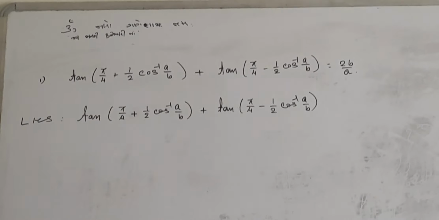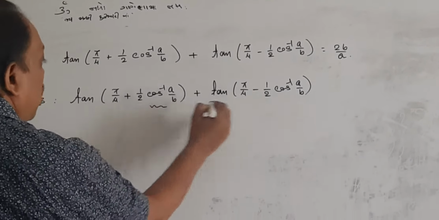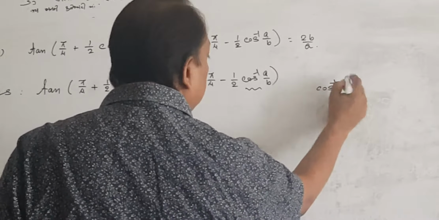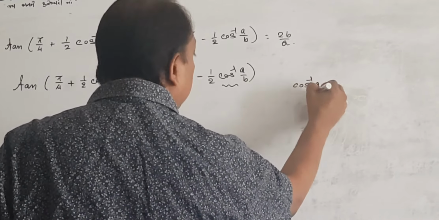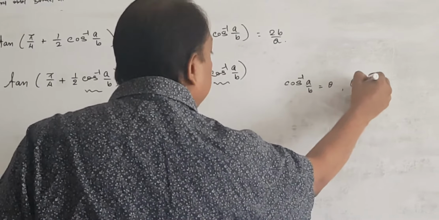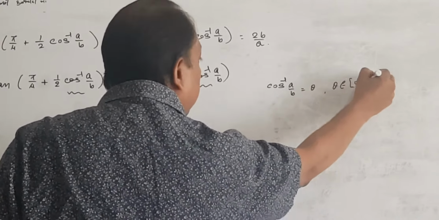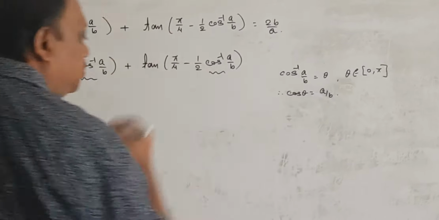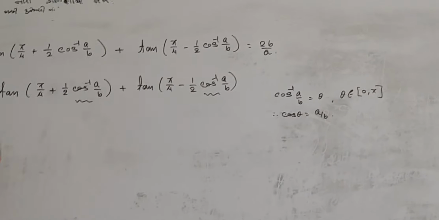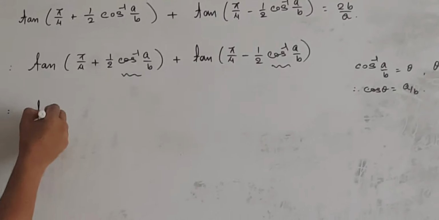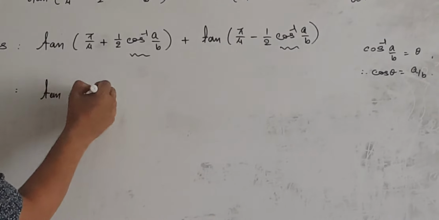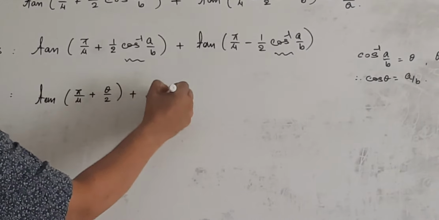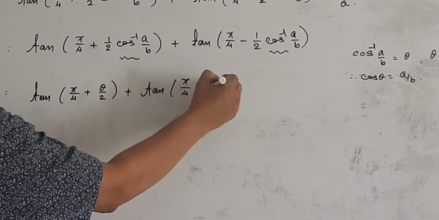First we take the left hand side, and in this left hand side, suppose cos⁻¹(a/b) is theta. Cos inverse of a upon b is theta. If we take theta in the closed interval 0 to pi, then cos theta will be a upon b. Now it is a simple trigonometric sum. Then it will be tan(pi/4 + theta/2) + tan(pi/4 − theta/2).